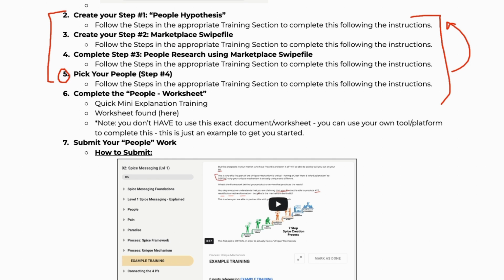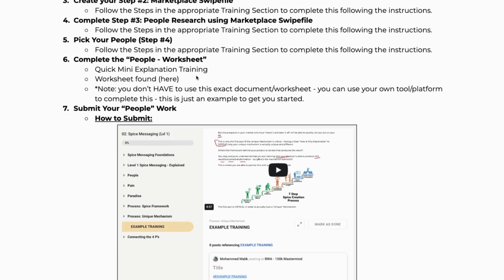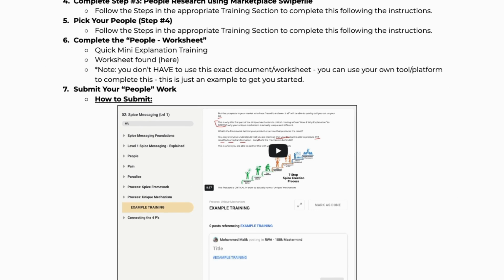Okay. After all of that, what you're then going to do is go ahead and complete your people worksheet. Now, your people worksheet is something that is completely separate. It's not in any of these section trainings. Okay. And so what we're going to do is cut over to a quick mini training to explain the people worksheet. So let's go ahead and do that right now.